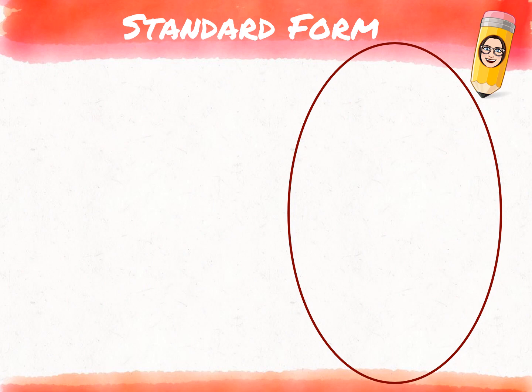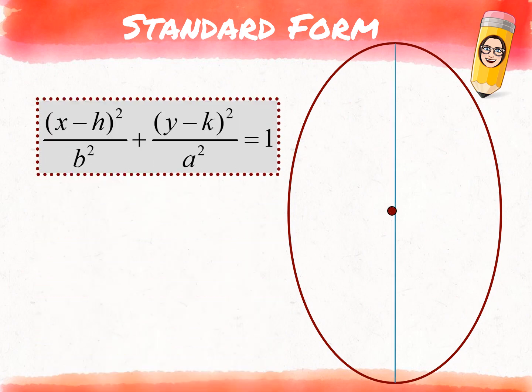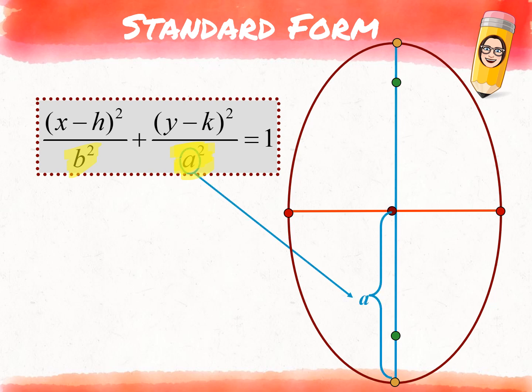Let's talk about standard form there. It's going to look almost exactly the same as before. The one difference here is A squared is under the Y value because it's bigger and it's vertical. Therefore, the B squared is under the X value. Again, A is always center to vertex. B is always center to covertex.